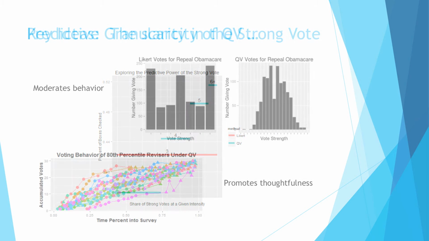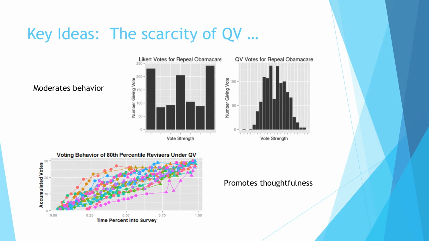So just to recap, the 4 main things that I sort of get out of this is first, that because QV induces scarcity through a credit bank, first of all, it moderates behavior at a global level. Here's Obamacare, classic W distribution in Likert that basically turns into a beautiful normal curve. Okay? Then it really promotes thoughtfulness at the individual level. You see a tremendous number of revisions, and you see people trying to do a behavior that you don't even see in Likert. They want to use their credit so desperately that they sort of fill out their vote profile as richly as they can.